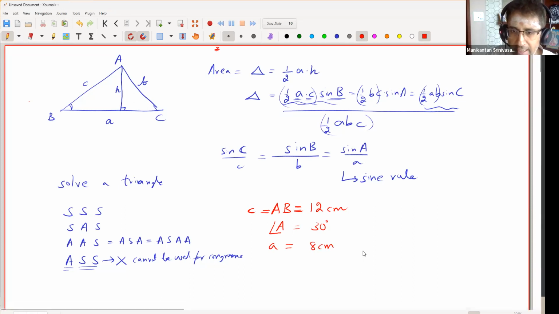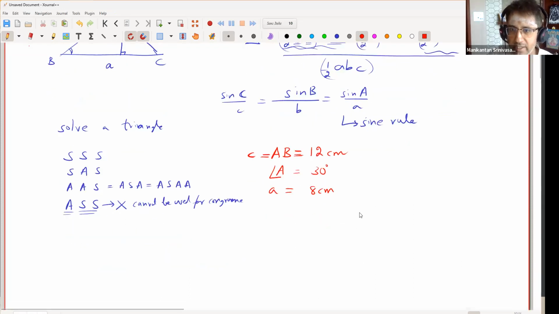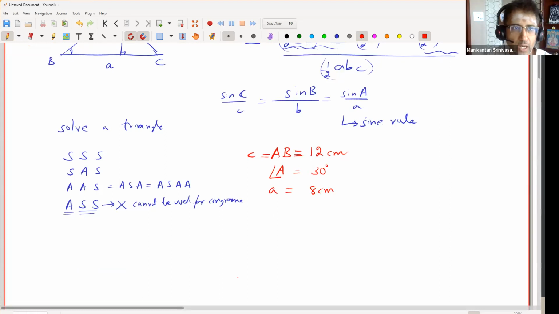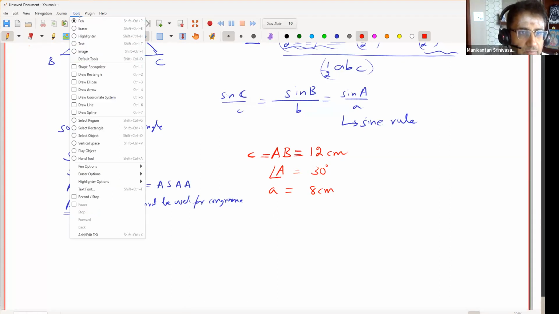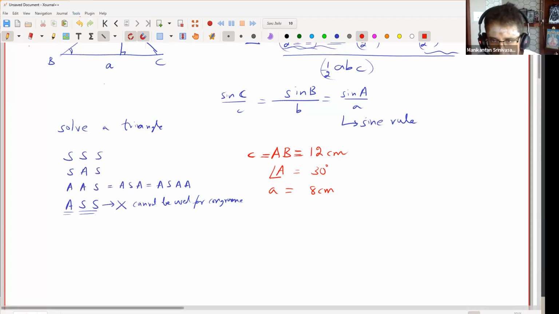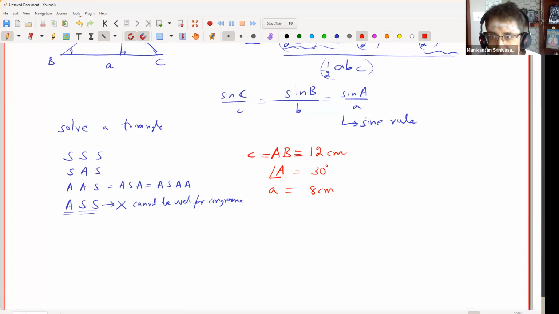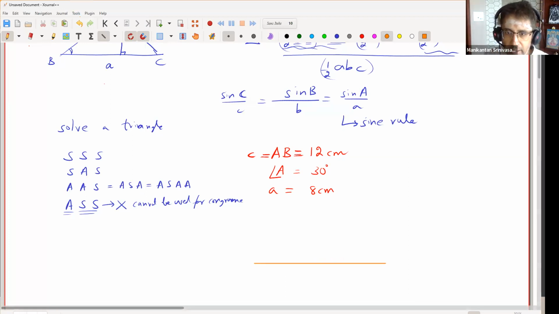Now let's try to construct this triangle. So what will happen? First thing, I'll construct a line to determine AB. So let's say this is my AB. I'll draw my AB, and then I'll draw a 30-degree line at A.